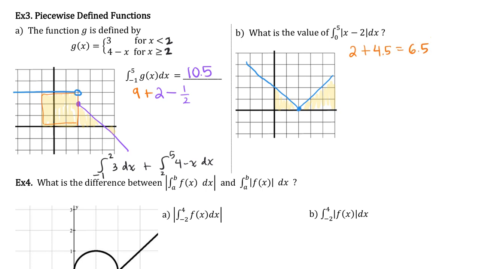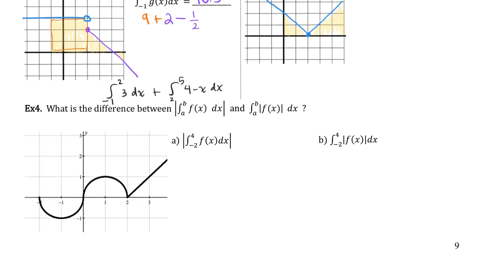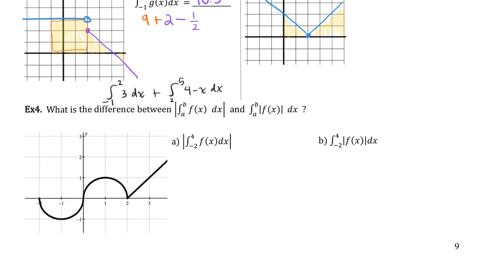No, it is 6.5. Okay, now we're not going to be able to integrate absolute values by hand, so you could put this in your calculator to verify your answer, and it would work. Okay, let's look at example 4. Example 4 asks, what is the difference between the absolute value of the integral from a to b of f of x dx and the integral from a to b of the absolute value of f of x dx? When you put them in the calculator, your calculator can interpret the difference between the two, but you don't always have your calculator, so you need to be able to interpret the difference. So let's do each version so you can see what the answer ends up being.